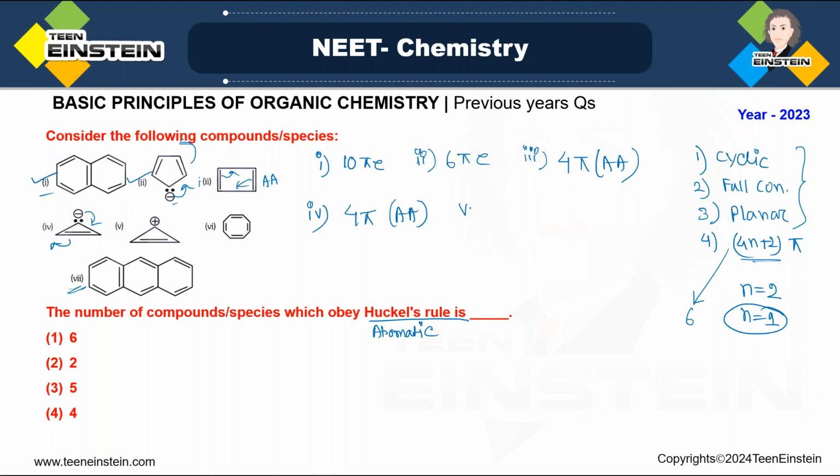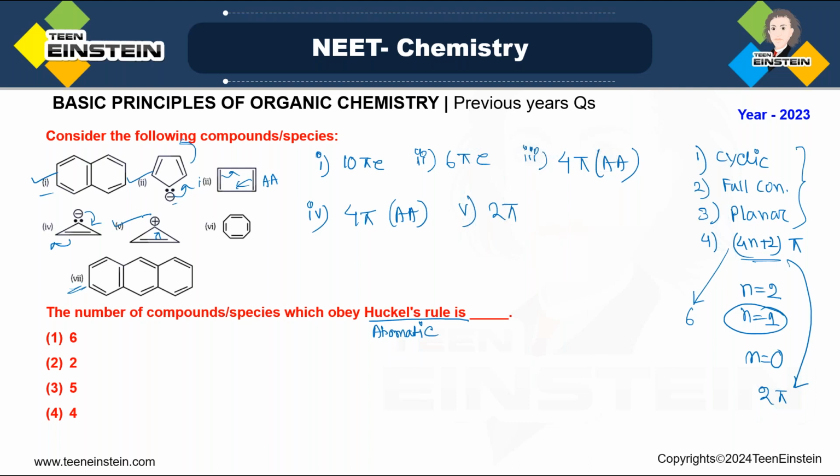Come to the 5. In 5 you have 2 pi electrons. Now when you put n equal to 0, 4n plus 2 becomes 2 pi electrons. So that means here also conjugation is possible. It is cyclic, it is planar. So this is also aromatic.